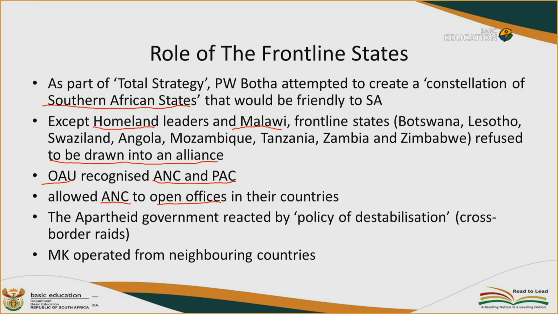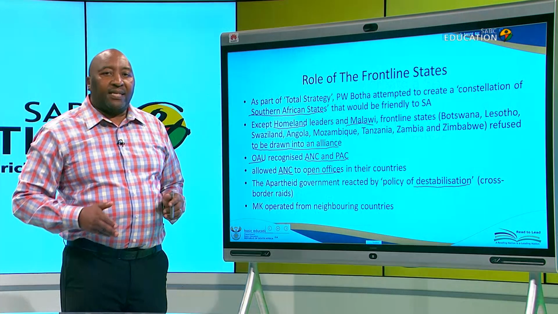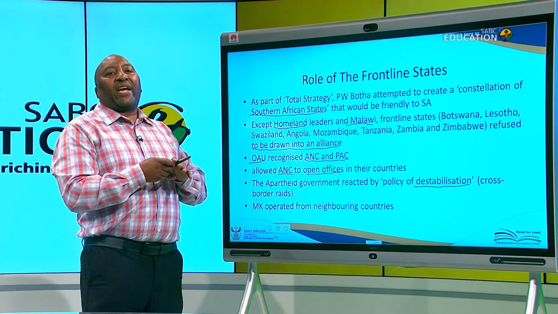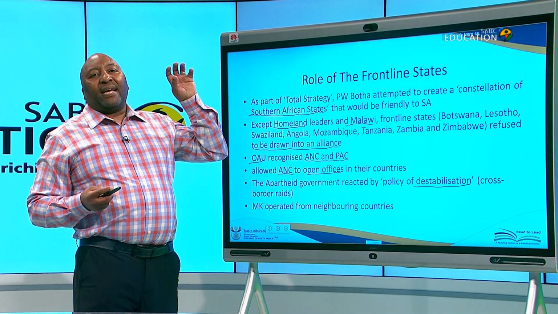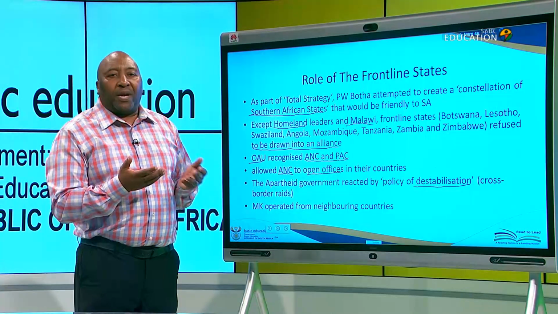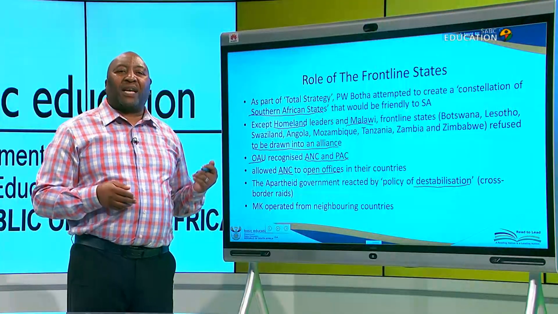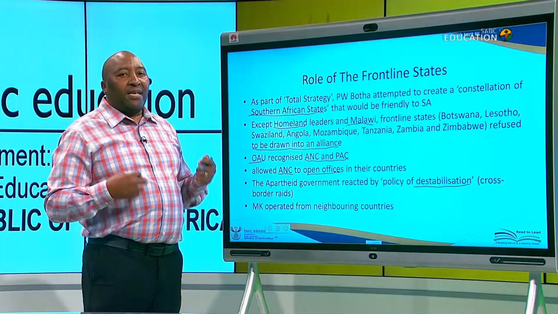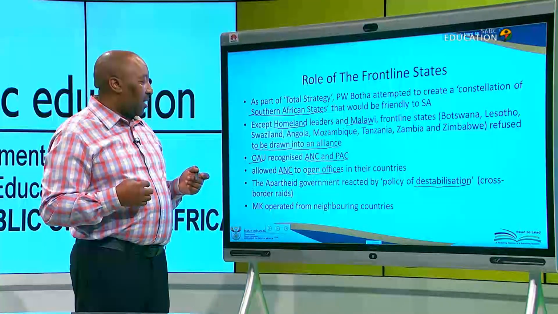The apartheid government reacted with the policy of what we call cross-border destabilization. Now, the apartheid government realized that the ANC, the PAC, and all the opposition activists were getting assistance from the African countries in the south. They were opening offices, doing their operations, and getting a lot of support. Then, how did Botha and his government try to destabilize them?